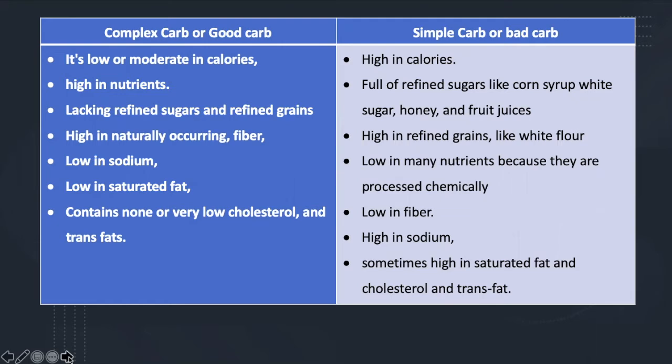The simple carbohydrates, most of them are high in calories, full of refined sugars like corn syrup, white sugar, honey, and fruit juices. High in refined grains like white flour. Low in many nutrients because they are processed chemically. They are low in fiber. Most of them are high in sodium. Sometimes high in saturated fat, cholesterol, and trans fat too. So our choice always has to be complex carbs when we choose our carbohydrates.